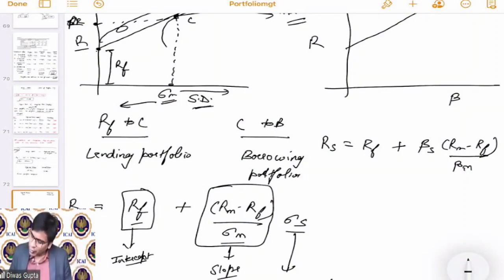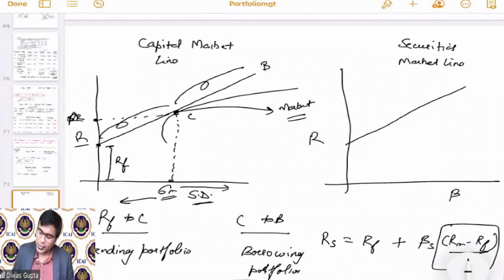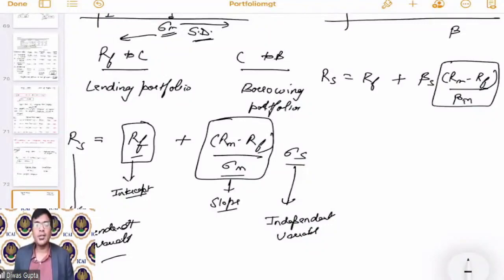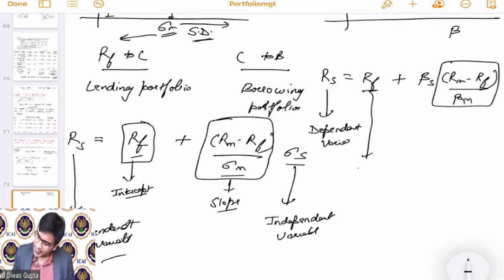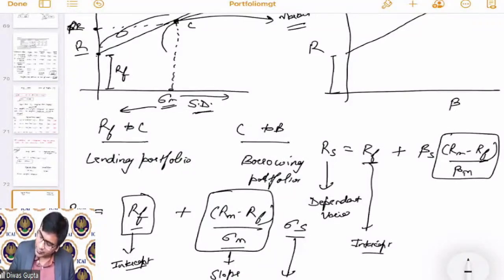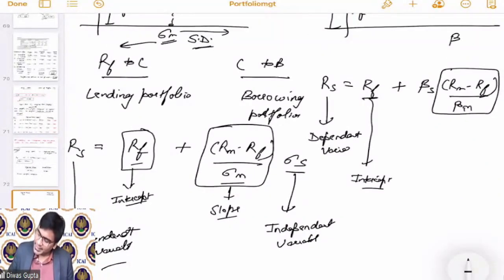So don't you see that both these equations are almost the same, except for the fact that the capital market line always works on standard deviation, and the securities market line always works on beta. Okay, now this is the dependent variable again, correct? This is again the intercept. Intercept means this part is RF. Beta is the independent variable. And this is finally the slope.